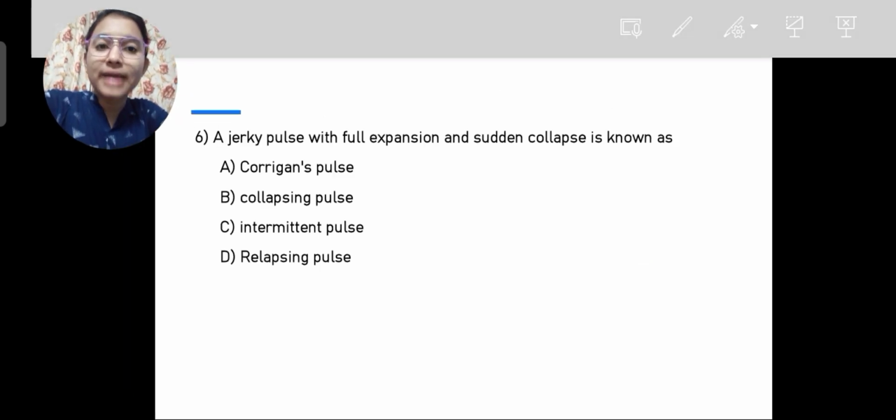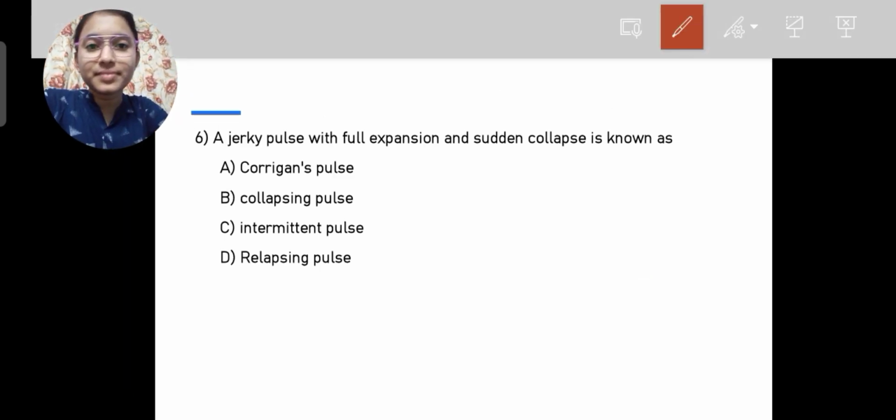So what will be the answer to this? Give me the answer. A jerky pulse with full expansion and sudden collapse is known as, what will be the answer? It is the Corrigan pulse. Yes.